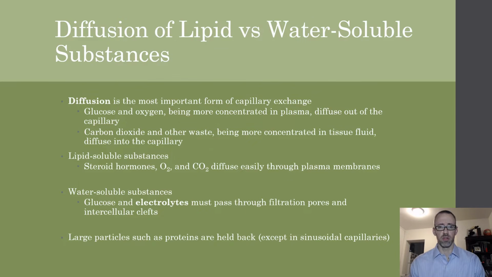Steroid hormones are another example of lipid-soluble substances that can diffuse and move through membranes readily. The large particles, however, like proteins, or some of the lipids that are very large, might get held back. In those cases, if there's a need to transport them, then the endothelial cells can do that via transcytosis. And of course, I had to put in parentheses there, except when there are sinusoidal capillaries, because as you recall, those have very large intercellular clefts. And so red blood cells, white blood cells, and proteins can move very freely in those particular capillaries.